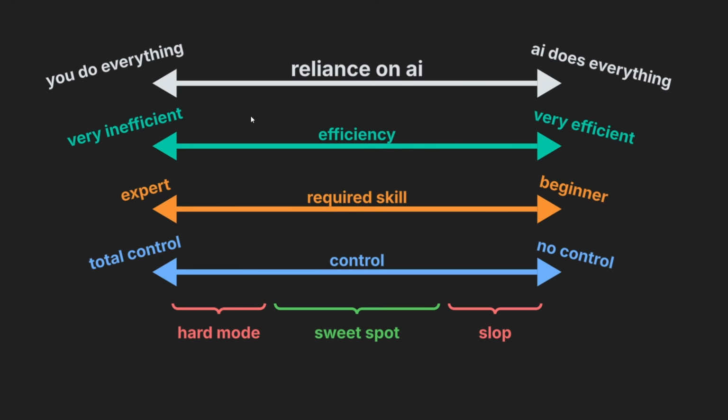So I made this kind of crazy looking diagram to cover reliance on AI as it relates to efficiency, required skill, and control. Let's say that we're building our app and we're taking an approach that's somewhere on the right side of this range here. AI does everything. It's very efficient. We don't have to make a ton of design decisions. We don't have to write a bunch of code. And it's very beginner friendly. We love that. But we have almost no control over the outcomes.